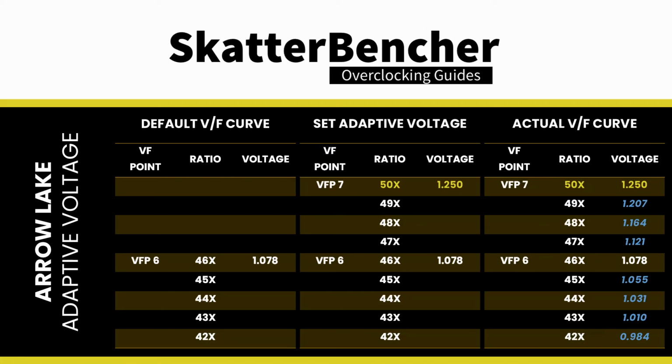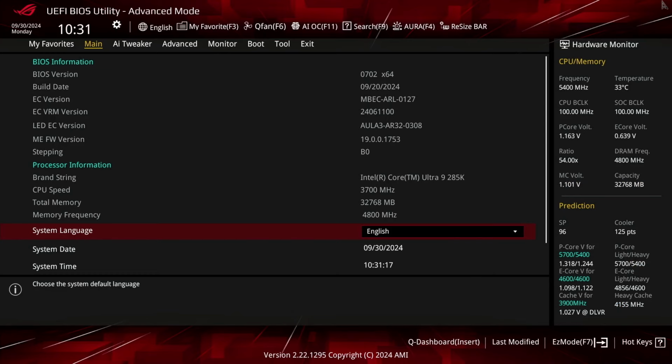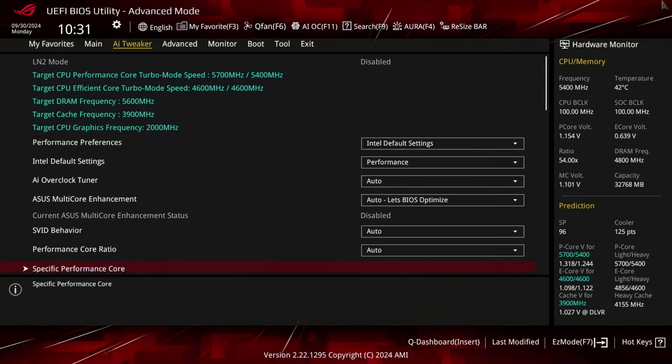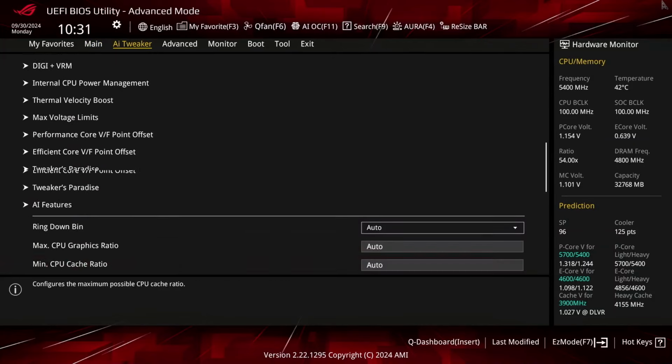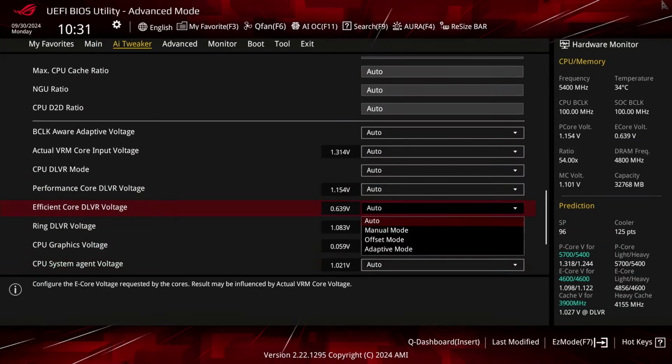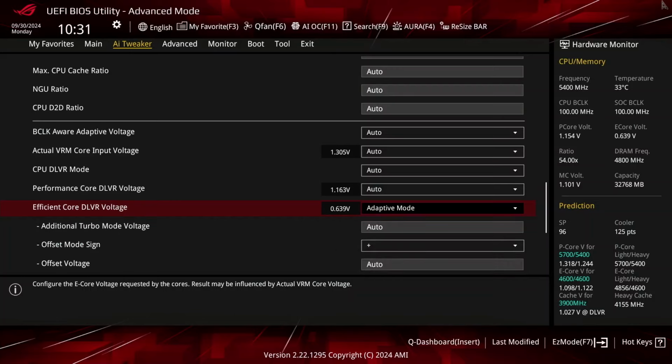The target voltage for E-core ratios between 46x and 50x is now interpolated between the factory-fused voltage for 46x and the set adaptive voltage for 50x. In the ASUS ROG BIOS, you can configure the E-core DLVR voltage in the AI Tweaker menu. You can configure in adaptive, manual, and offset mode.